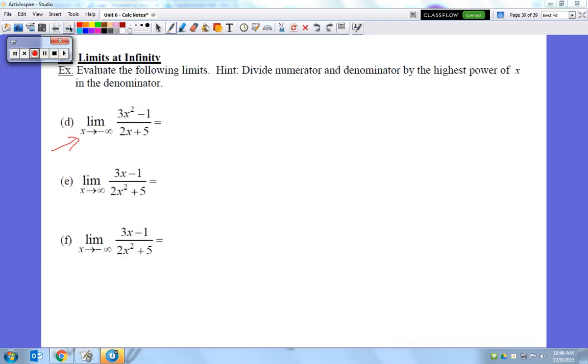Let's finish it up with these last two. And I have about 4 minutes. I will do this. Okay, here we go.